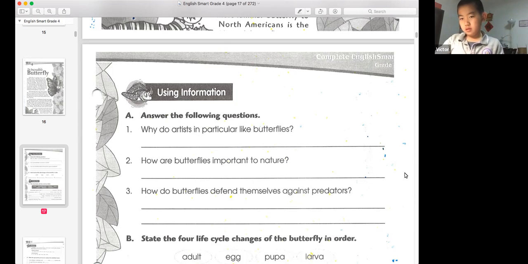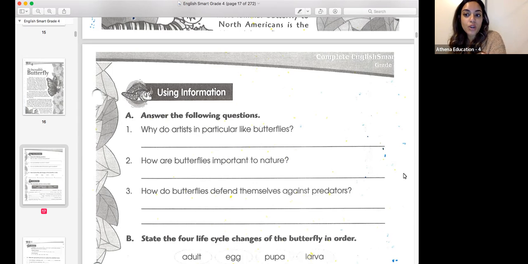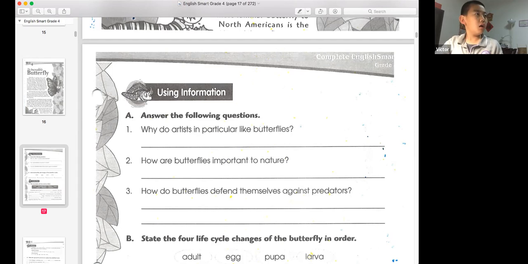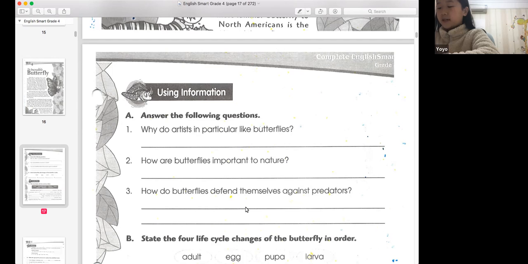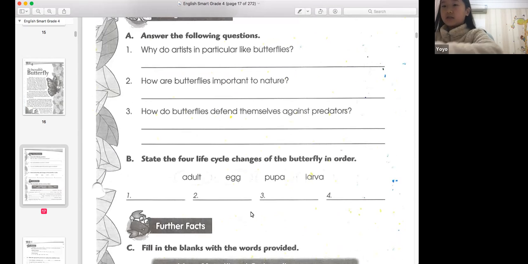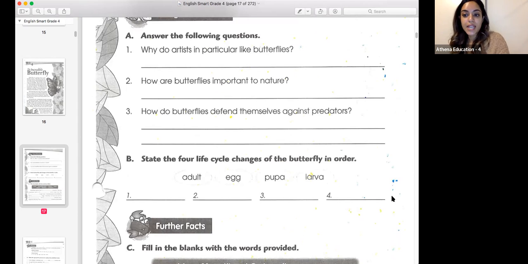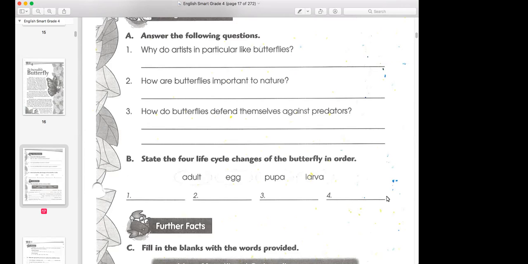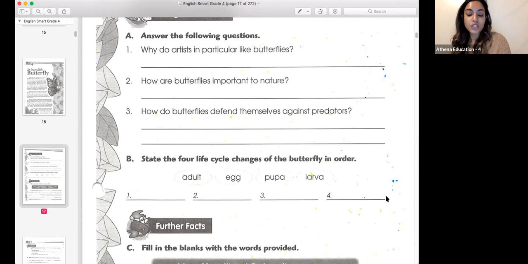Okay. All right. Next, Yo-Yo, do you want to read your answer? My answer is butterflies defend themselves against predators by using their color for camouflage or using their bright coloring as a warning to predators. Perfect. Thank you, Yo-Yo. Daniel, do you want to read your answer? I think some butterflies use their bright coloring as a warning to predators. Yeah, good job. Thank you, Daniel.